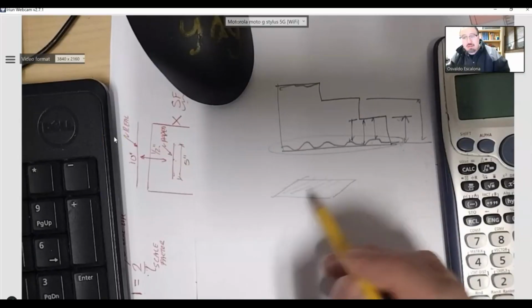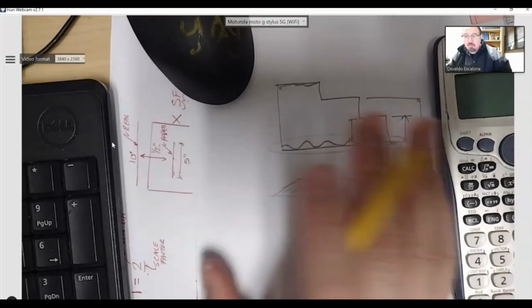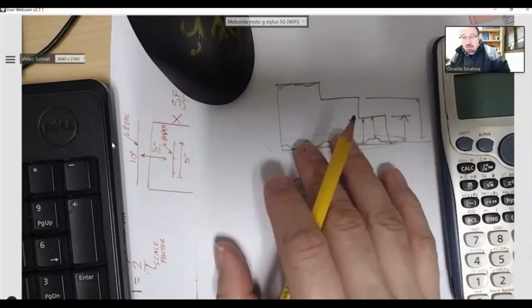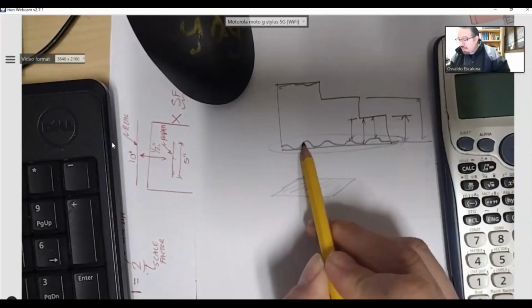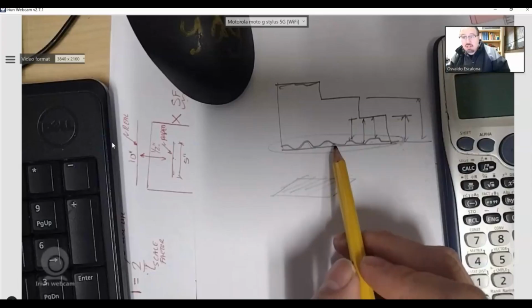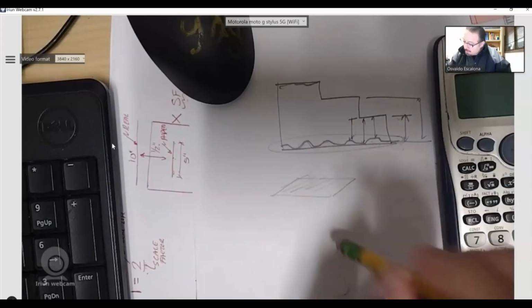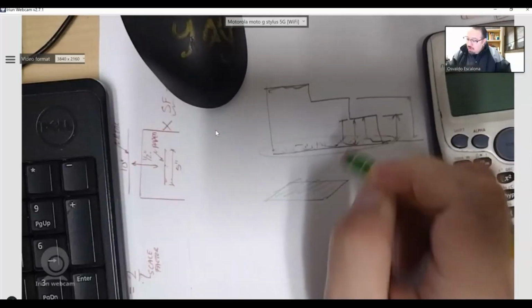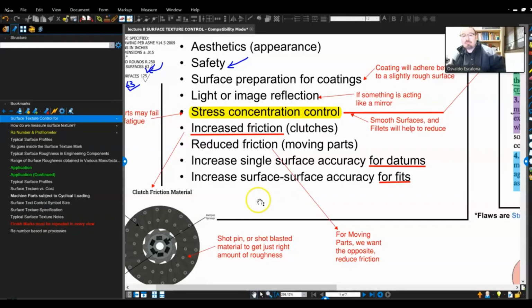Hopefully that makes sense. That's why when I tell you guys the bottom, right now I'm just telling you bottom, but in reality it is more complex than just bottom. Every time you have a reference frame that you're going to start dimensioning from, you need to take care of your surface. And how do you do it? By taking care of the surface.